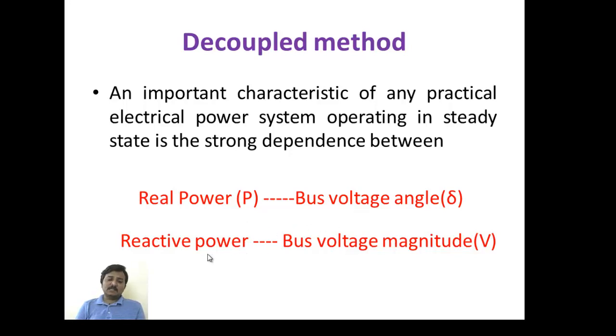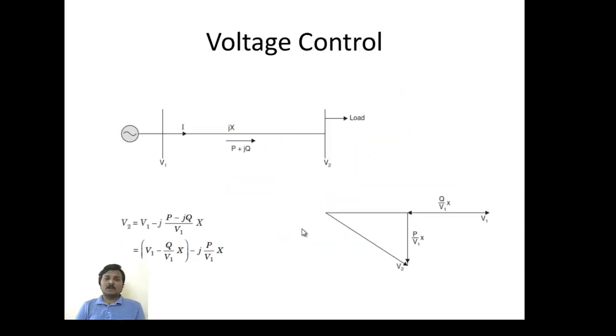Another strong relation in the power system is between the reactive power Q and the bus voltage magnitude V. This is one of the important relations in the power system. Let us see the voltage control concept. Consider a generating station with sending end voltage V1 and receiving end voltage V2, reactance X, and the power flow from sending end to receiving end P plus jQ, with a load connected. The receiving end voltage V2 can be derived as V1 minus (jP minus jQ) divided by V1 X.